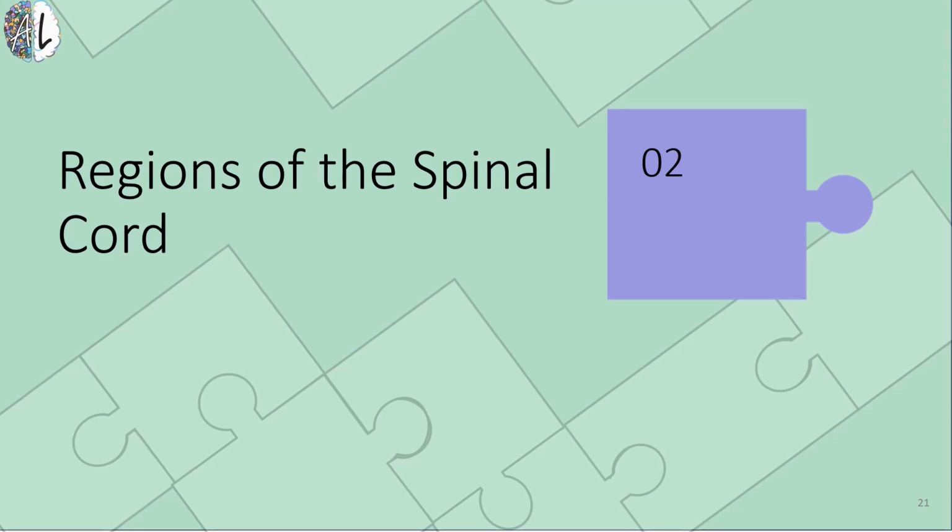Next we're going to look at regions of the spinal cord. And the spinal cord we're talking about here correlates to not just the actual spinal cord or the nervous system portion, but this also refers to the bones or the vertebrae in the spinal cord.